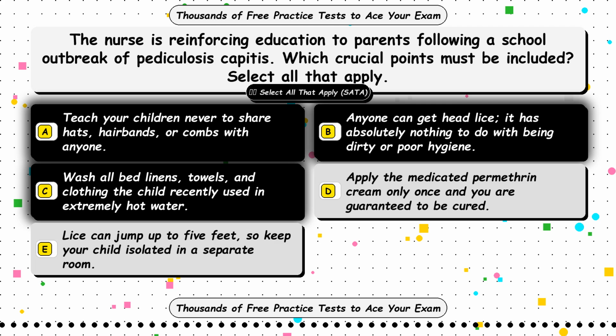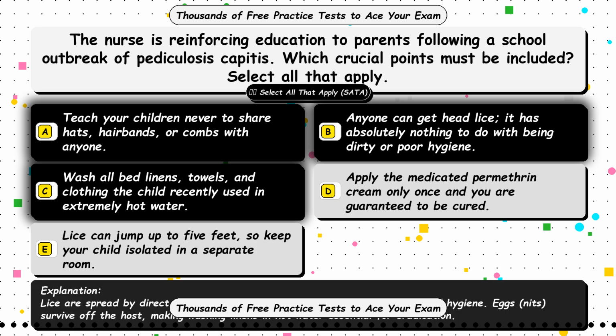The correct answers are options A and B and C. Teach your children never to share hats, hairbands, or combs with anyone. Anyone can get head lice, it has absolutely nothing to do with being dirty or poor hygiene. Wash all bed linens, towels, and clothing the child recently used in extremely hot water. Lice are spread by direct head-to-head contact or sharing items, regardless of hygiene. Eggs, nits, survive off the host, making washing linens in hot water essential for eradication.